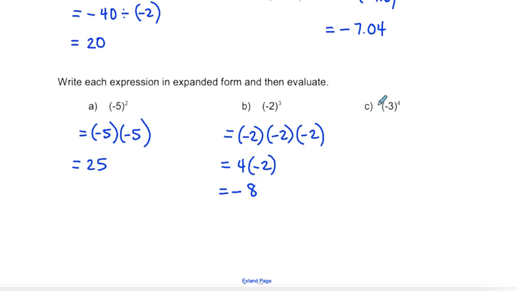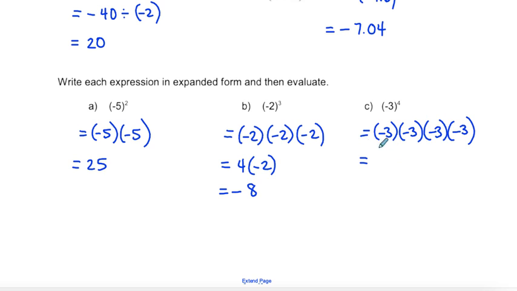And lastly, what does it mean when I have negative 3 to the exponent of 4? Well, this means that I'm taking negative 3 times negative 3 times negative 3 times negative 3. So I'm multiplying negative 3 by itself 4 times. So please don't think that this means negative 3 times 4. It's negative 3 times itself 4 times.